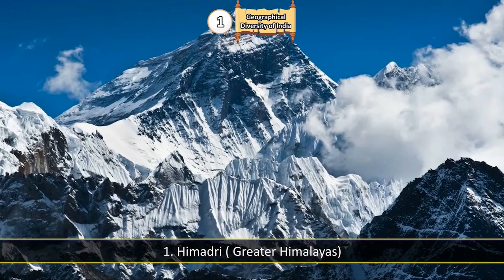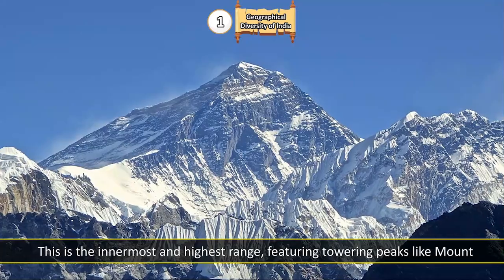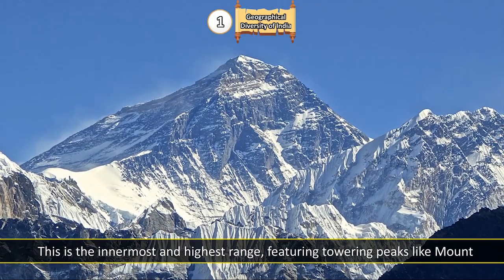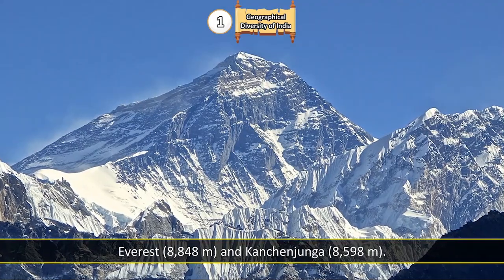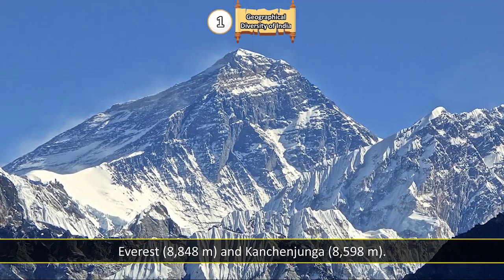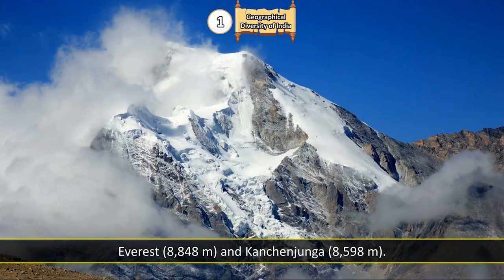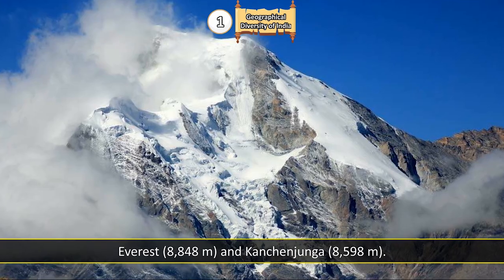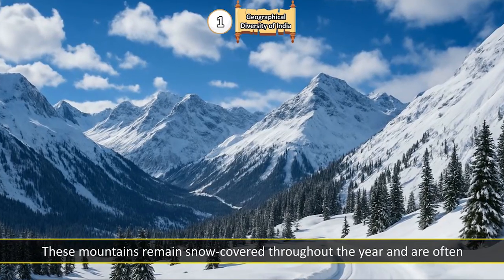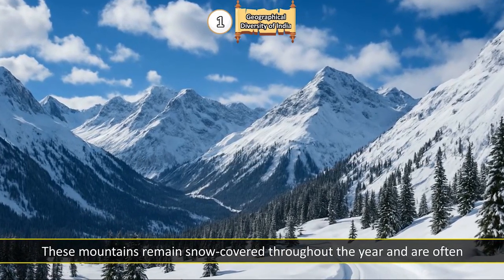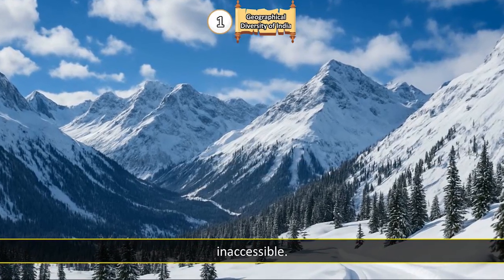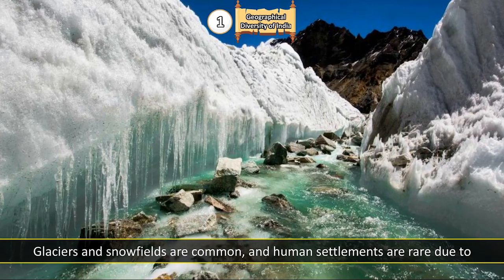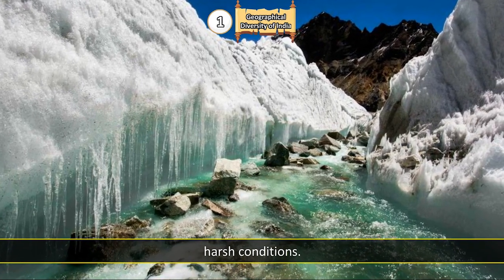1. Himadri, Greater Himalayas. This is the innermost and highest range, featuring towering peaks like Mount Everest, 8,848 meters, and Kanchenjunga, 8,598 meters. These mountains remain snow-covered throughout the year and are often inaccessible. Glaciers and snowfields are common, and human settlements are rare due to harsh conditions.